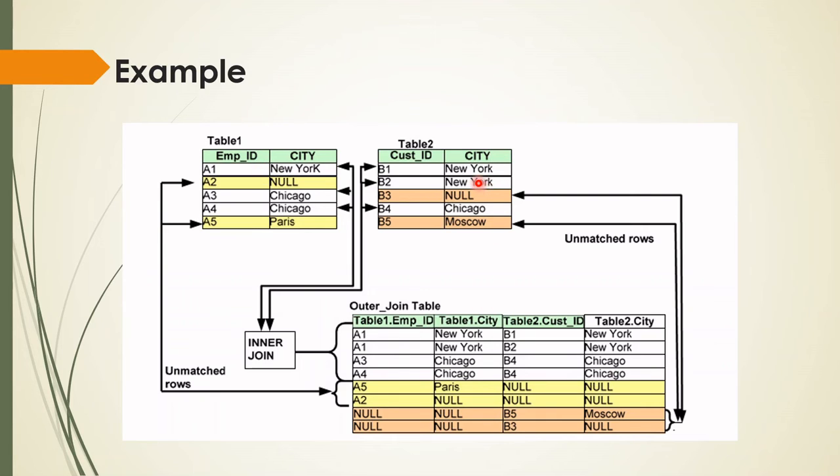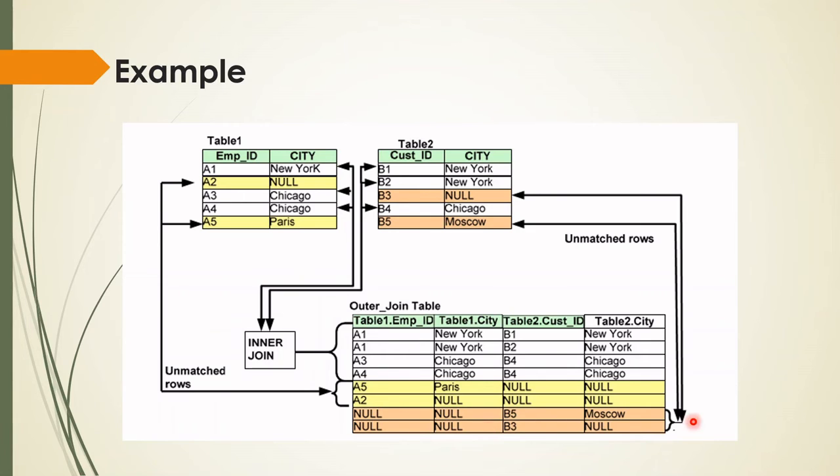Now see here we have New York, so New York is a match, Chicago is also a match. Now here we have two rows, that is B3 null and B5 Moscow. For these two rows we have no match in table 1. So we are writing this is table 2, so table 2 B5 Moscow, B3 null. For B5 and B3 we have no match in table 1, so in table 1 we have null, null, null, null.